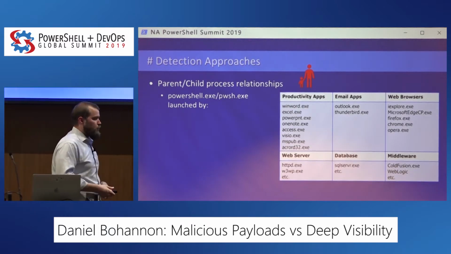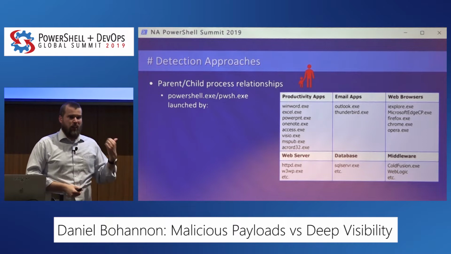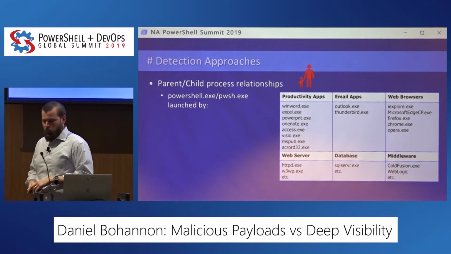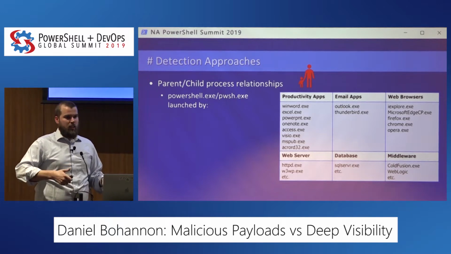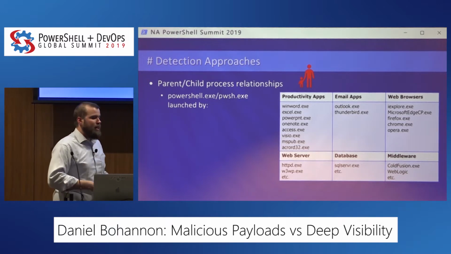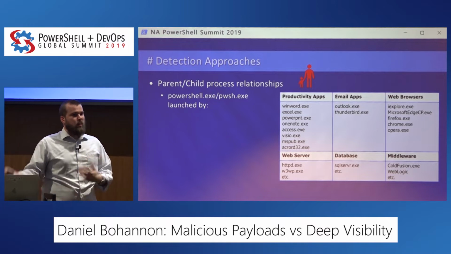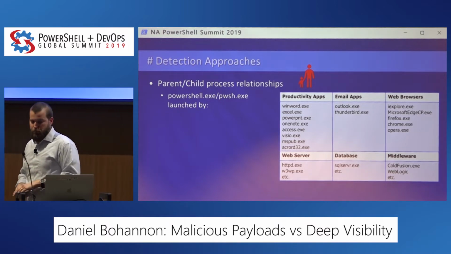Another thing that we can look at is just parent-child process relationships. So if we get those event logs for process creation, start to look for PowerShell, PWSH, and even PowerShell ISE. If attackers are throwing their malicious code into a profile script and then launching PowerShell ISE, it's going to run that code without having any user interaction.